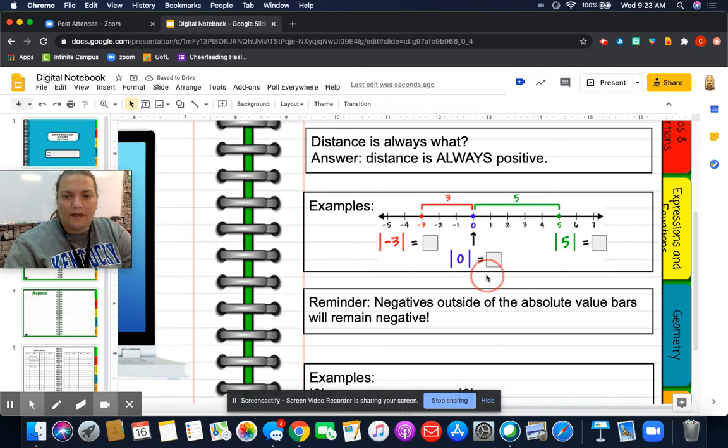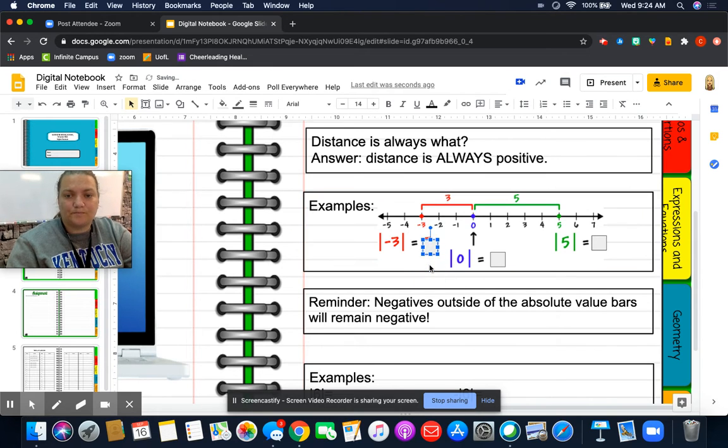And how far away is 0 from 0? It's right there. It's the same. So it would be 0 away. The absolute value of 0 is 0. And here's where we're talking about distance always being positive. Even though we're looking at -3 as 1, 2, 3 away from 0, it's not -3 away from 0. It is just 3. So in that case, the absolute value of -3 is 3.